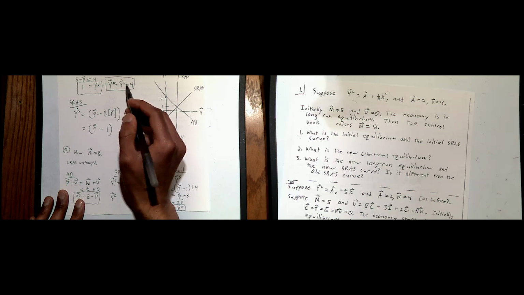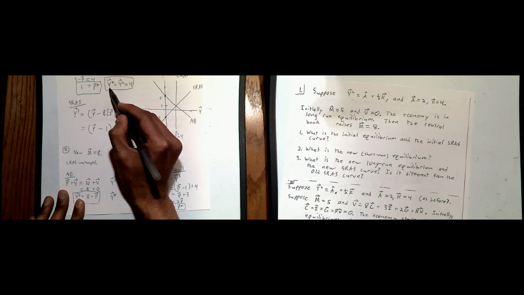So now, since we are in short-run equilibrium, we can no longer just use the long-run aggregate supply curve, right? That's what we did up here because we're in long-run equilibrium. In short-run equilibrium, you have to actually use the short-run aggregate supply curve. So I'm just going to take the short-run aggregate supply curve and plug in 2.5 because that's the equilibrium rate of inflation. And so we get 2.5 minus 1 plus 4, better known as 5.5.